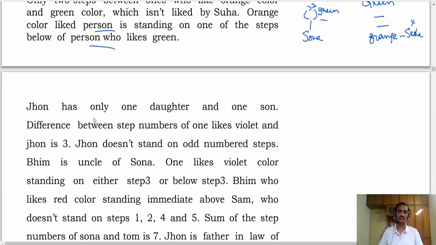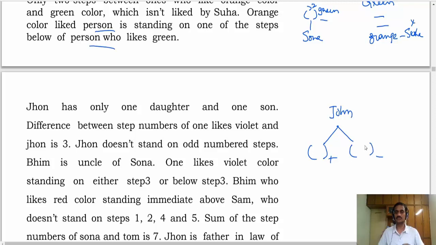Then John has only 1 daughter and 1 son. John has only 1 daughter and a son. John is having a daughter and a son. Now the son is here and the daughter is here.